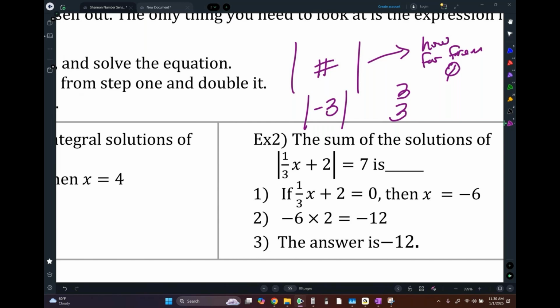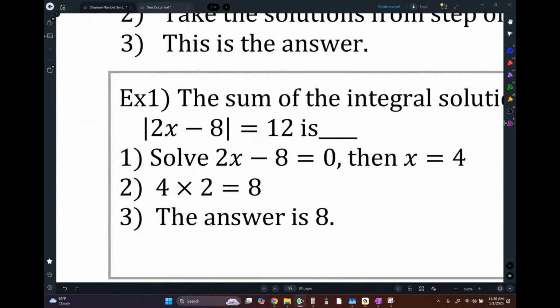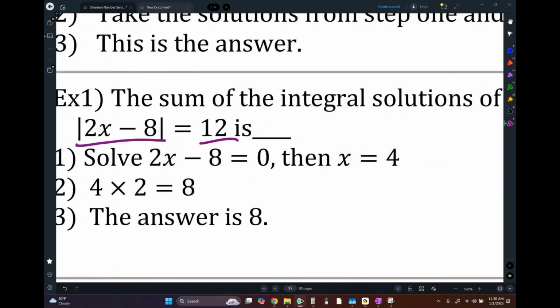All right. Now, I'm not going to go into the math of this, okay? But when they say the absolute value of something mathematical equals a number, and they ask you to find all the answers to the math problem, I'm not going to get into what that is.